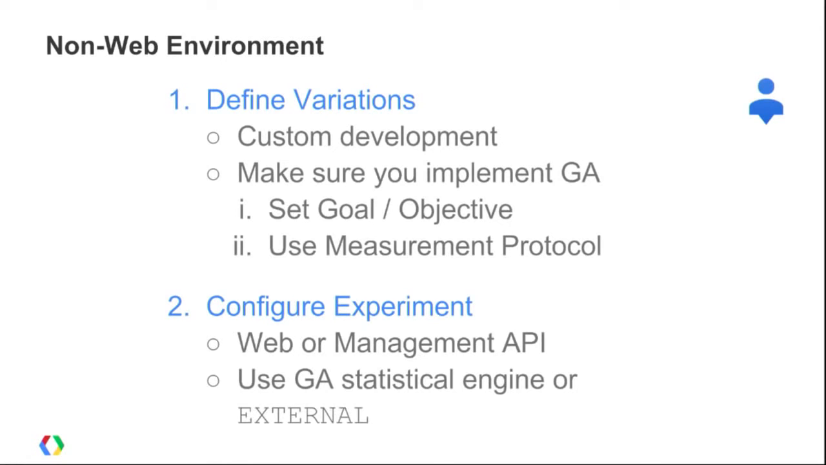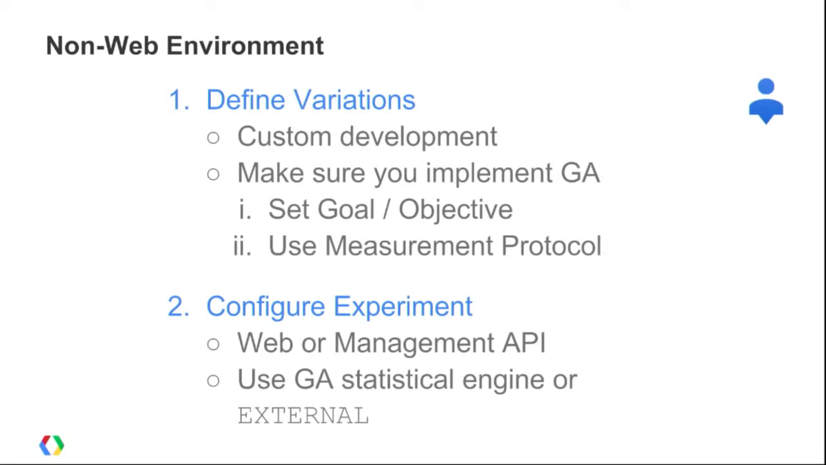When you do things like this, where you create variations that don't really have a URL, you still have to provide one, and it's fine. It won't validate properly, but it's fine because you're just setting up the structure of the experiment in Google Analytics, and the URLs don't really matter. And then you can still choose whether you want to use a statistical engine from GA or not. If you don't, you can set the serving framework to external.